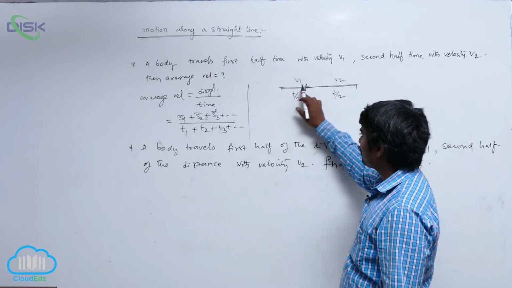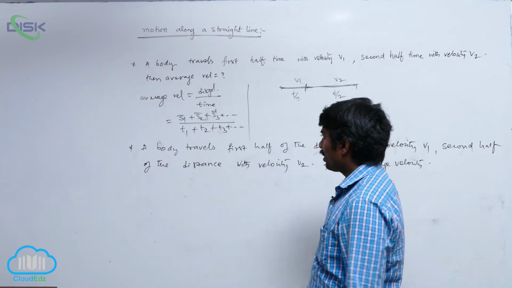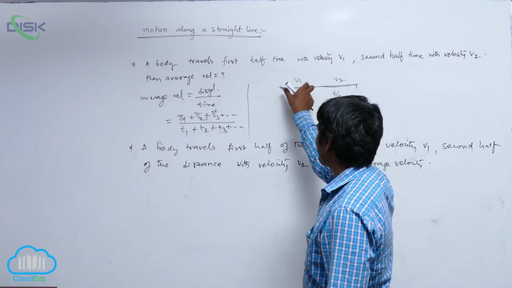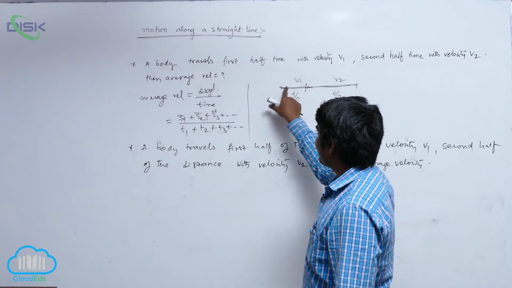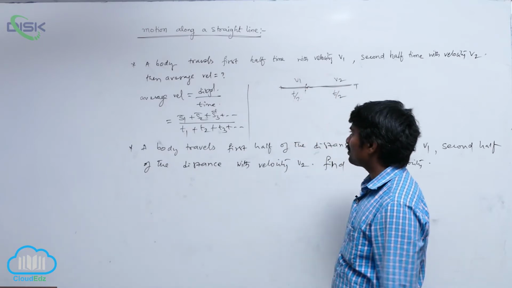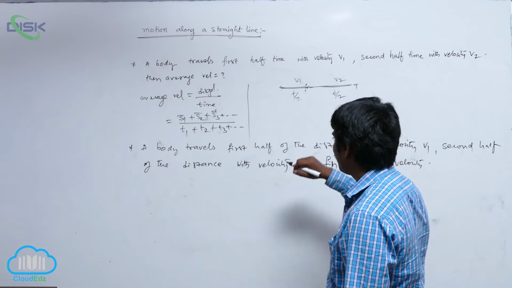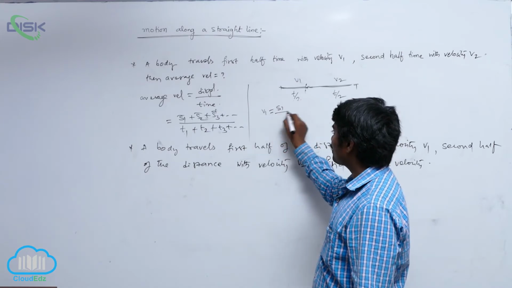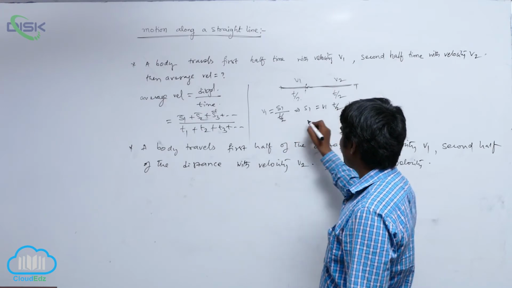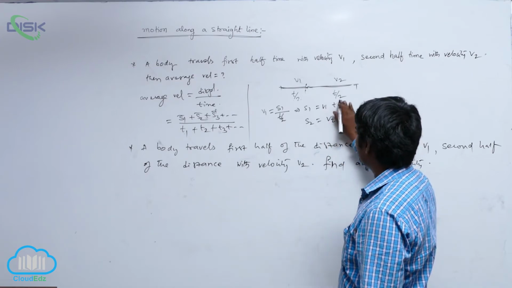So total time is t by 2 plus t by 2. But according to this formula, average velocity equals total displacement by total time: from here to here is one displacement, from here to here is another displacement. S1 you take, S2 you take. So total displacement is S1 plus S2 by T1 plus T2. But we don't know S1, S2, so let me calculate S1, S2 in terms of v1 and time. You know v1 is equal to S1 by time t by 2, so S1 is equal to v1 into t by 2. The same way S2 equals v2 into t by 2.